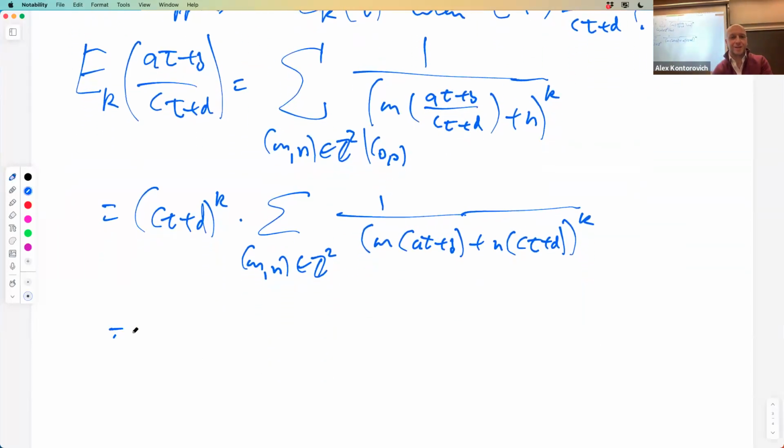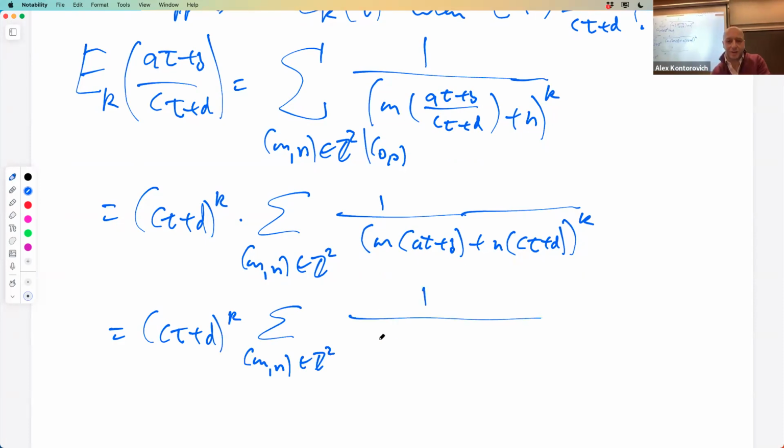Okay, so far so good. There's this C tau plus D to the K, and there's a sum over m and n. Let's group the tau terms. The tau terms are MA plus NC times tau, and what are the constant terms? MB plus ND, all that to the K. It's a very complicated sum. Or is it? Tim, why not?